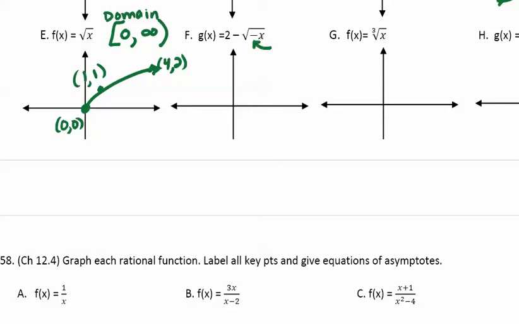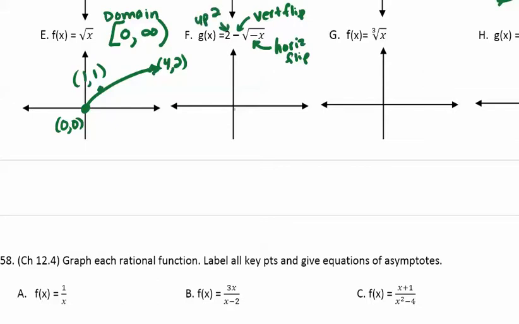A negative inside the function is a horizontal flip. A negative outside the function is a vertical flip. And then this +2, which we could put behind the whole thing, this is going to shift it up 2 units.